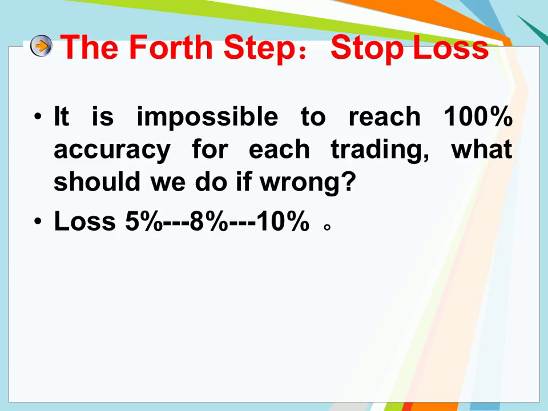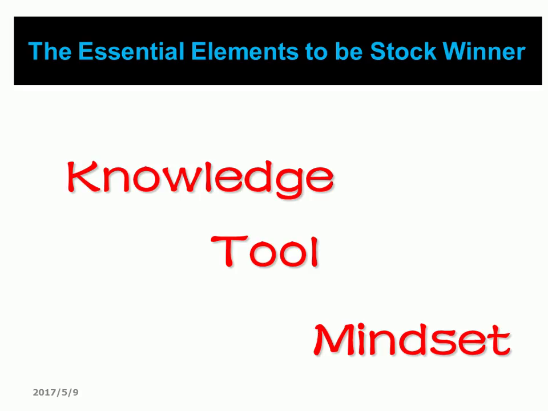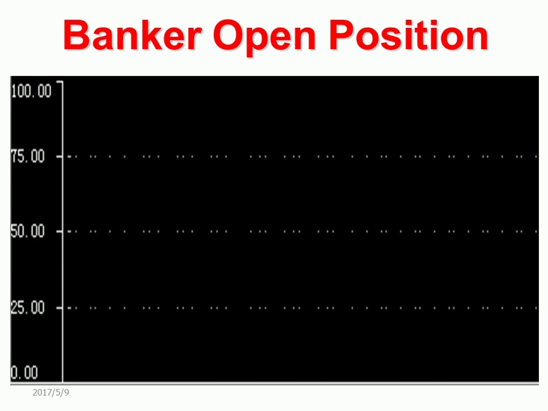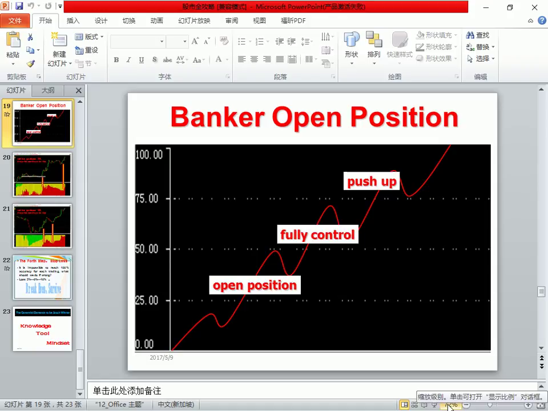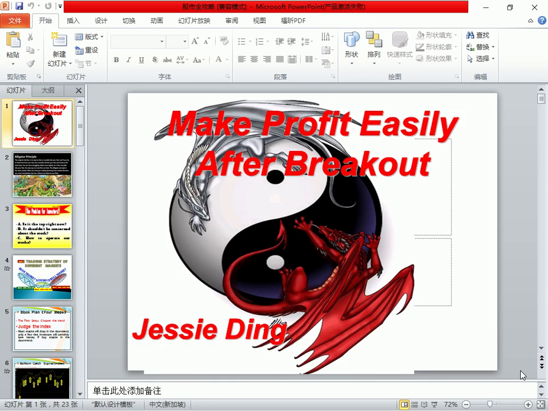So the fourth step, stop loss. You should set a stop loss point for each trading. Okay, so this is important. So break even and survive, and the essential elements to be a stock winner: knowledge, tool, and mindset. Okay, so this is today's seminar, and I didn't teach you some filter methods because I think you already learned so many filter methods, right? So last time I already taught you how to filter strong stocks. Then for today's seminar, you should know how to set the stock plan.